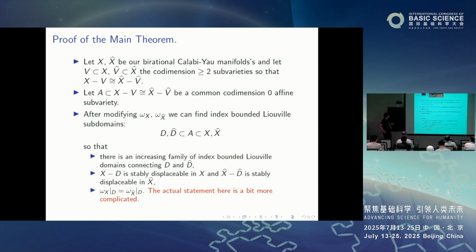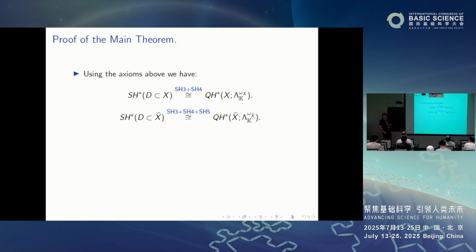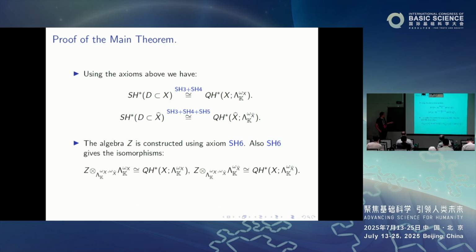Let's see how much time. Great. Okay, so using the axioms, we can prove our theorem. SH star D inside X, by axioms 3 and 4, gives me quantum cohomology, if you just sort of trace everything I've written. And SH star D inside X hat, using axioms 3, 4, and 5, gives me quantum cohomology here. 5 is the increasing family of Liouville domains, then giving an isomorphism. Okay, so once I've set up these properties, I can just prove my theorem. And then I need to compare SH star D in X with SH star D in X hat, and that uses axiom 6. So the algebra Z is constructed using axiom 6, and it gives the isomorphisms as well. Okay, so that's the proof.